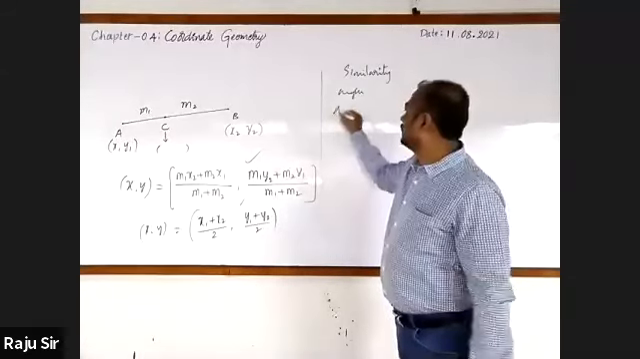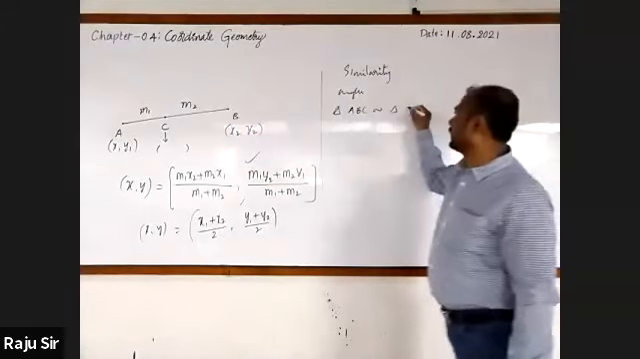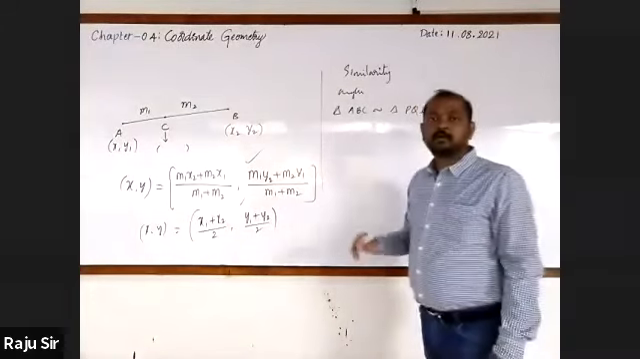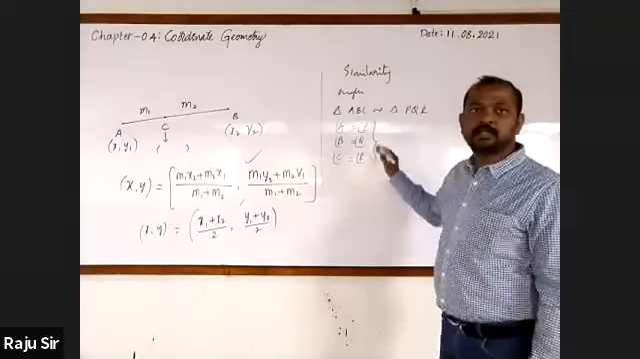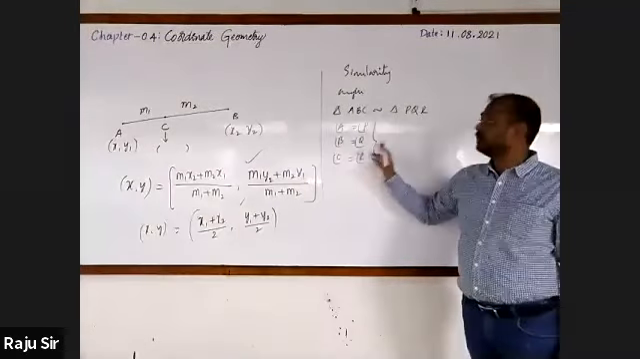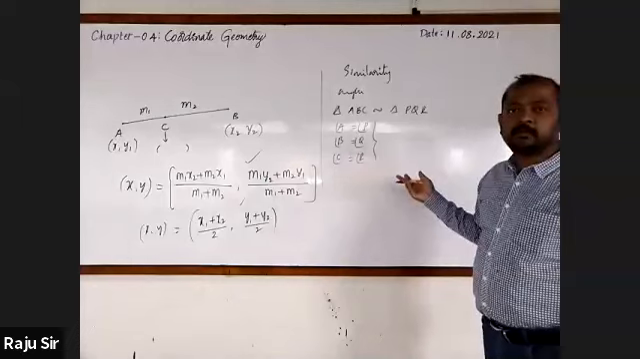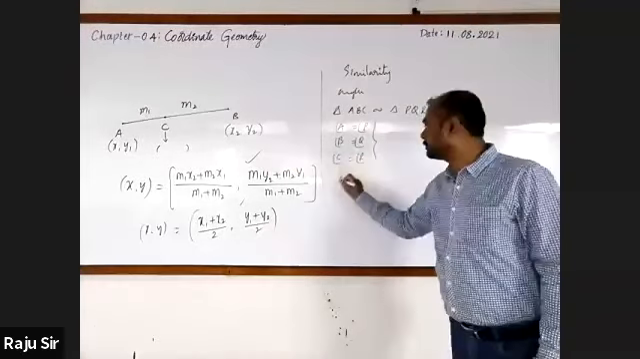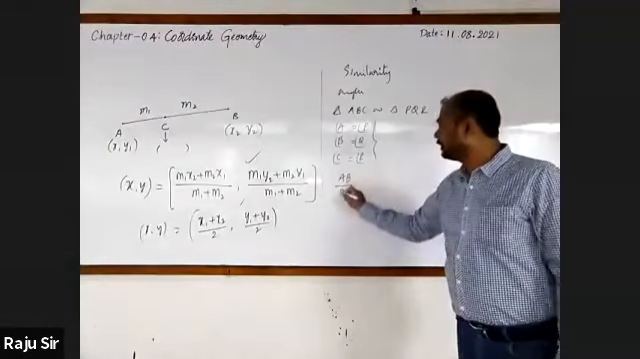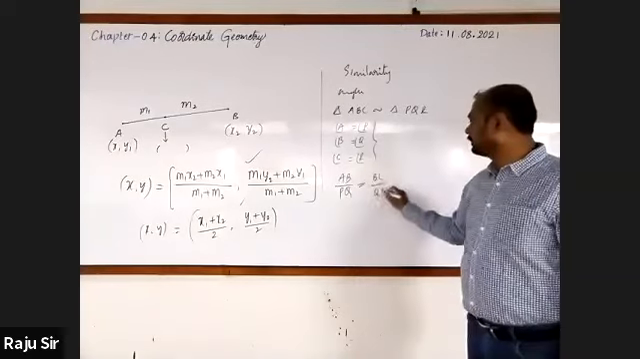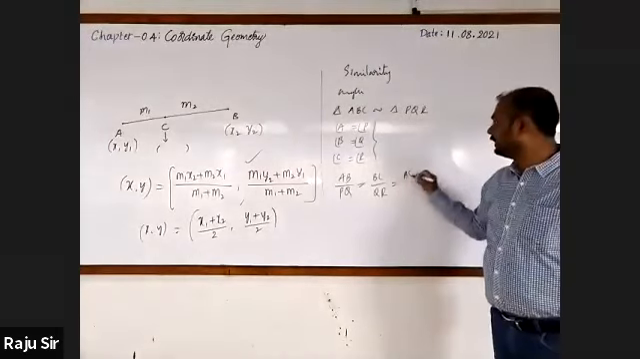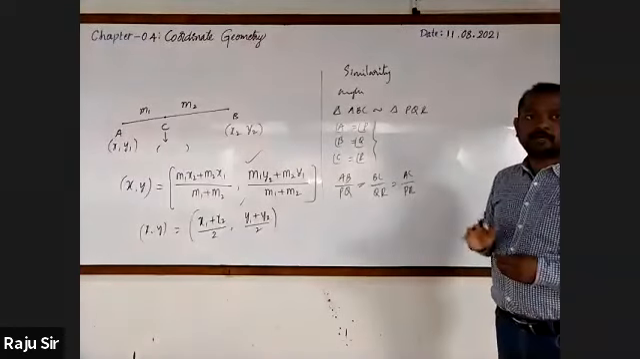If you say the triangle ABC is similar to triangle PQR, what about the corresponding angles? Angle A is equal to angle P, angle B is equal to angle Q, angle C is equal to angle R. These are the corresponding angles which are equal to each other. Next, the corresponding sides will be in the same ratio. Those corresponding sides are AB and PQ. This ratio is equal to BC by QR, which is equal to AC by PR, right?